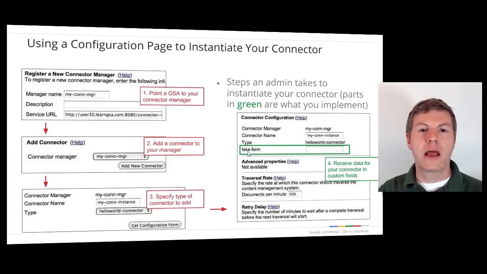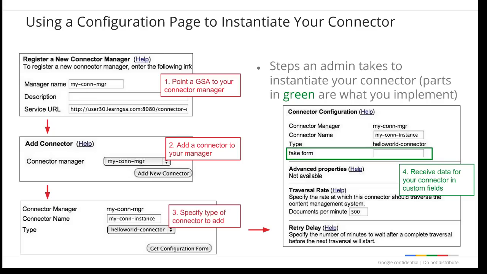Before we show you how to create a connector, let's see what the final product will look like to an administrator. To deploy your connector within the appliance, an administrator will have to point the GSA to your connector manager. The connector manager will provide a list to the GSA of the connectors it includes. When the administrator chooses and adds a connector, the connector manager fetches a configuration form from your connector. You will need to implement the interface that builds this form. The area in the slide highlighted in green shows the custom fields of this form. The standard fields used by all connectors are automatically presented as part of the form by the connector base classes.